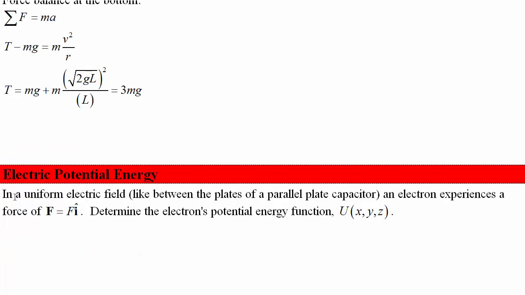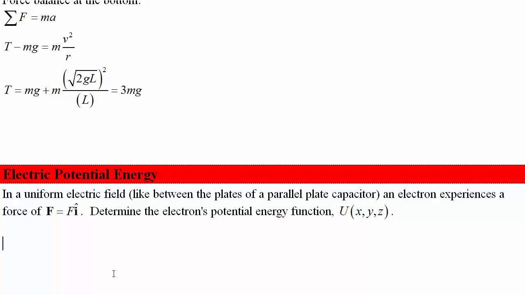Second question for today is electric potential energy. We're going to get a chance to do some of these vector derivatives here. In a uniform electric field, like between the plates of a parallel plate capacitor, an electron experiences a constant force in the x direction. Determine the electron's potential energy function, U at x, y, z, in response to this force.